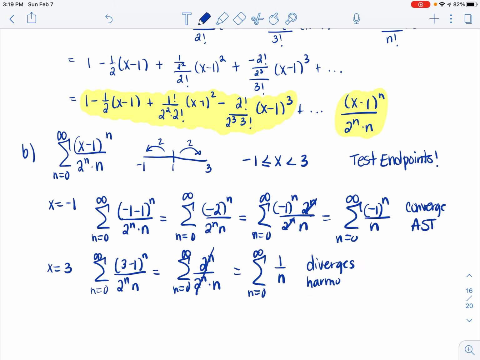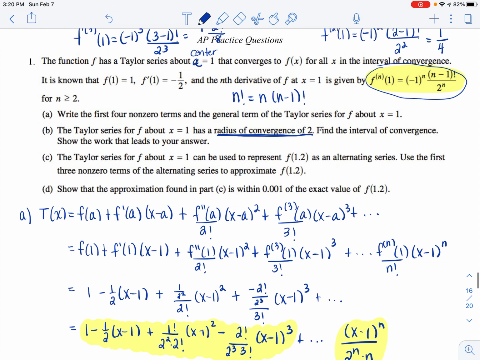And remember, this diverges because it's the harmonic series. Or you could say because it's a p-series with p equals 1. Either way, you're going to find out that we diverge at x equals 3. So our interval of convergence only goes from -1, including -1, up to, but not including 3. So that's our interval of convergence.